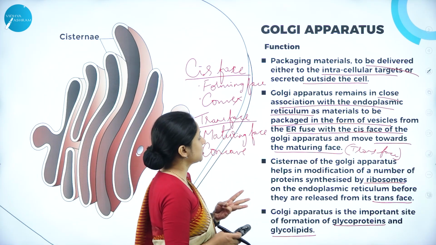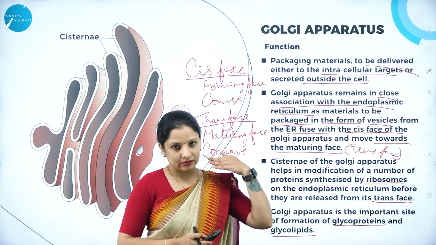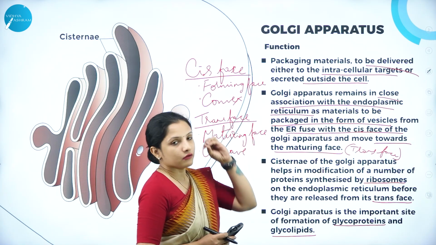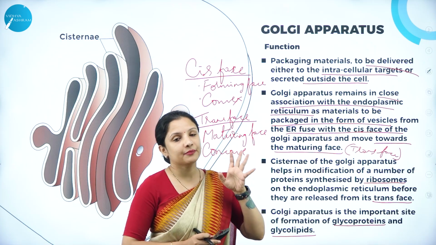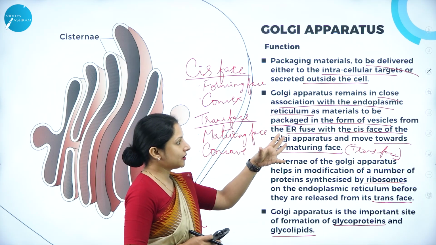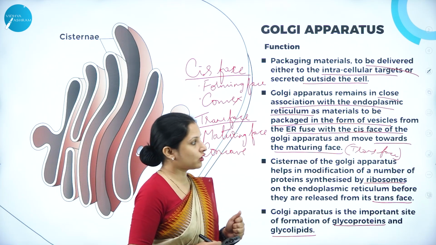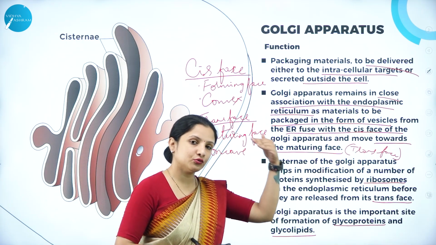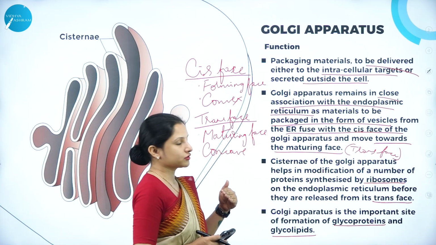So what are the main functions? One function is to package the materials and deliver them to the respective sites either within the cells or outside of the cell. One more function is that it always remains in close association with the endoplasmic reticulum, so that whatever materials are delivered by the endoplasmic reticulum in the form of vesicles get packaged by the Golgi apparatus, wherein the endoplasmic reticulum will fuse with the cis phase, and once those packaged materials move to the cis phase, they move to the maturing phase or the trans phase. That is also one of the functions.